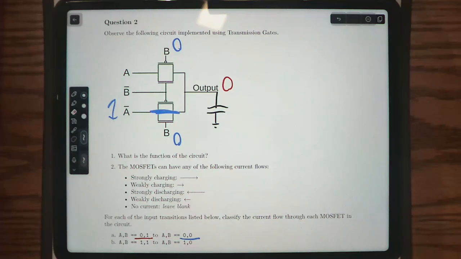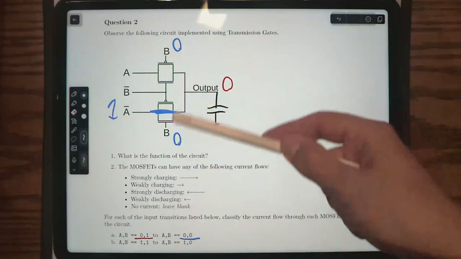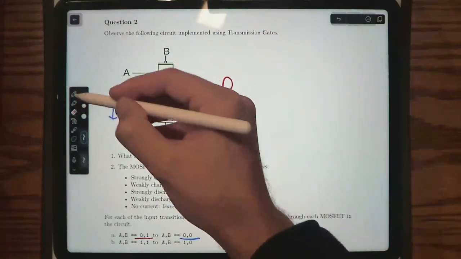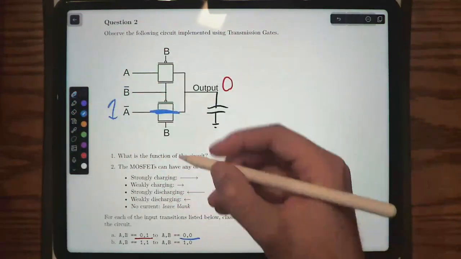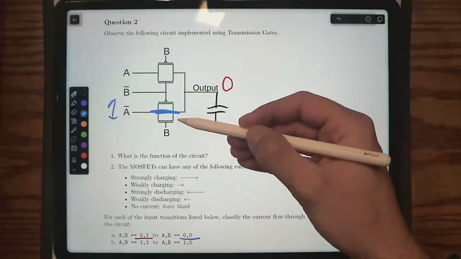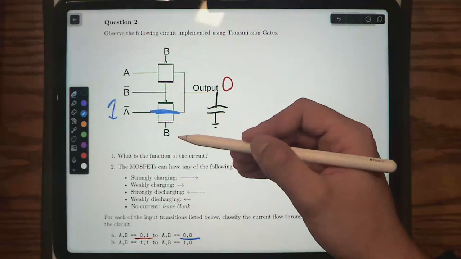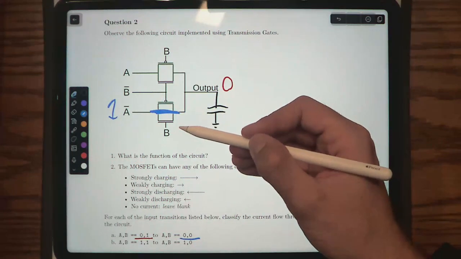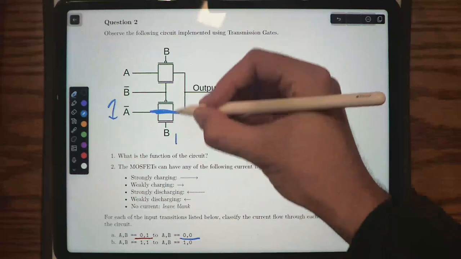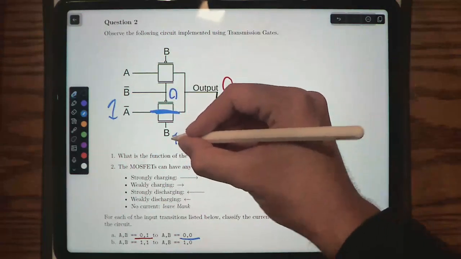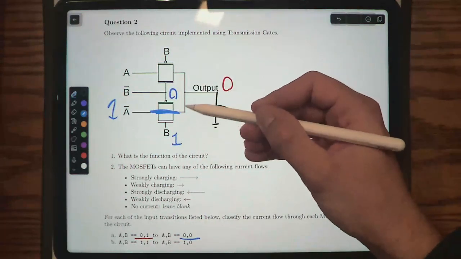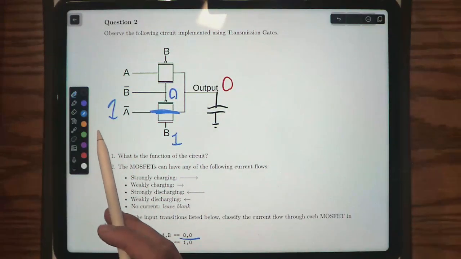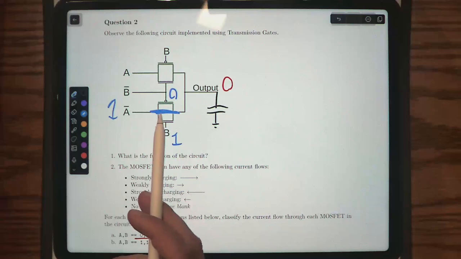So this would be an example of it weakly charging. Let me make it a little bit clearer. So what would we need B to be in order for this to be enabled? B would need to be 1, and not B would be 0. Okay, so that would now enable this transmission gate, and if we currently have this 0, then the 1 is tied to this PMOS, so the PMOS is very happy. The PMOS has a 1.